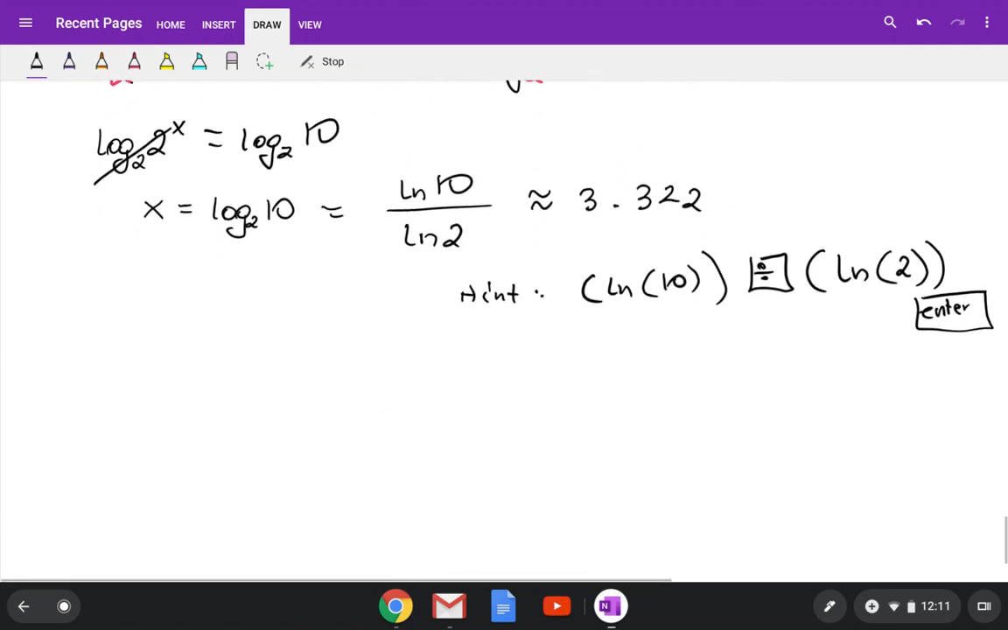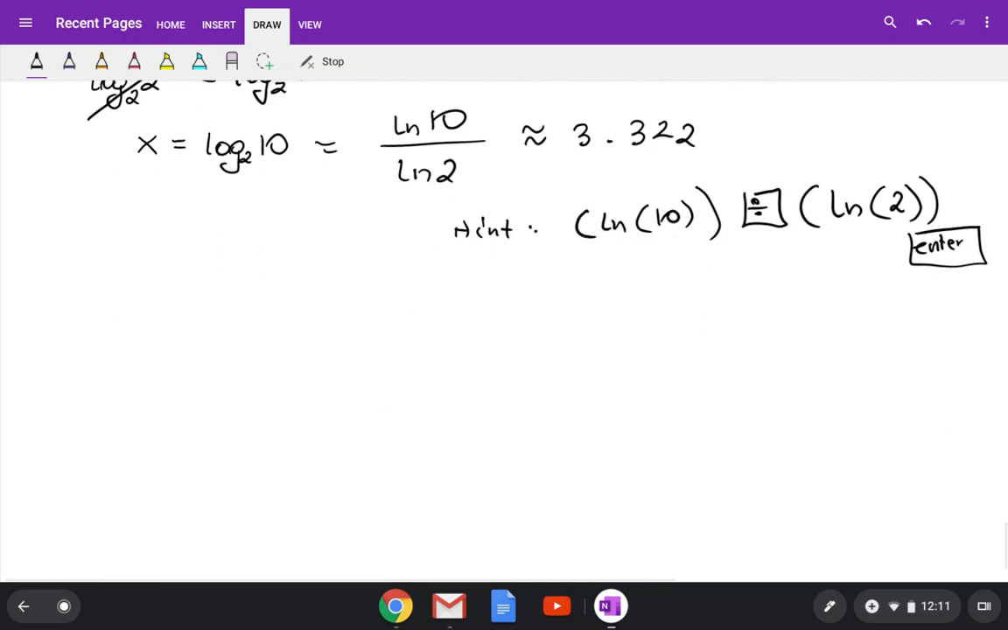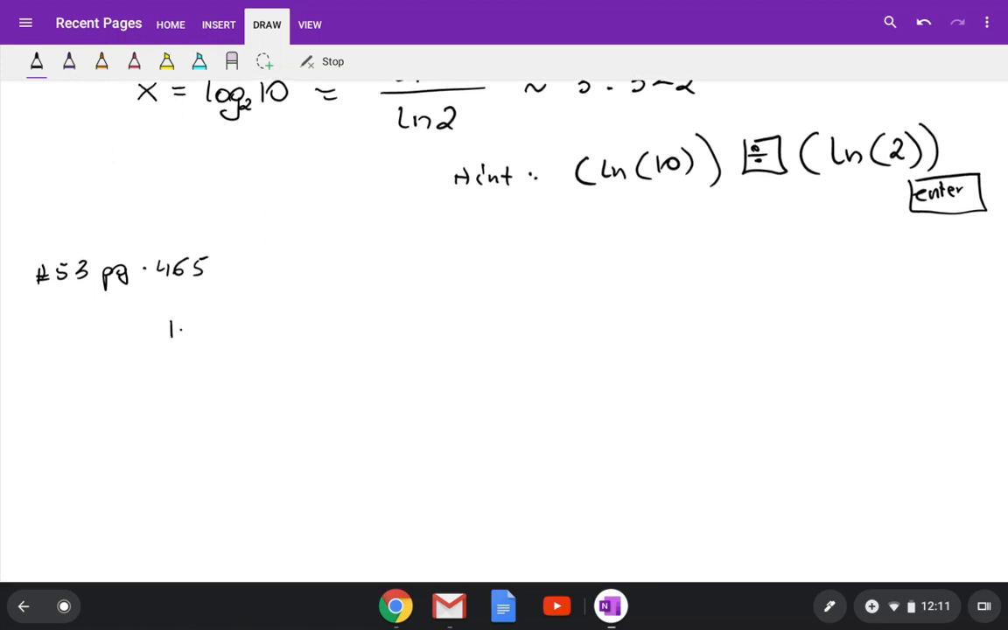This is number 53 from page 465. So let's practice this. We have 1.2 to the power of x equal to 0.5 to the power of negative x. So be careful here. You cannot use the one-to-one property because, again, we have different bases.